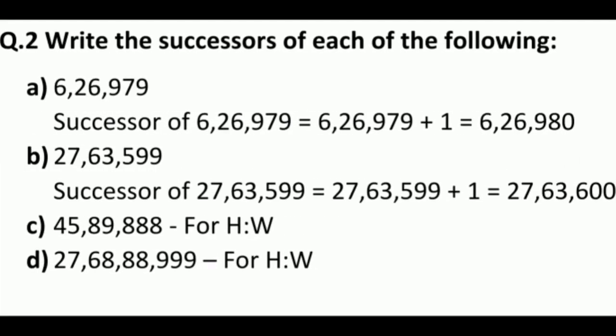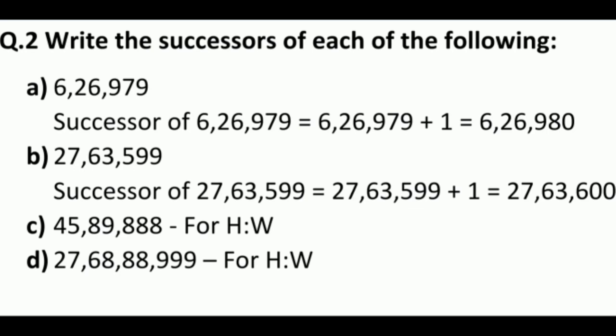In question number 2, you need to find out the successor. Question number 2 states: write the successors of each of the following. Part A is 626,979. For calculating the successor, you just need to add 1 to the given number. So when we add 1 to 626,979, we get our answer as 626,980. So the successor of 6,26,979 is 6,26,980.